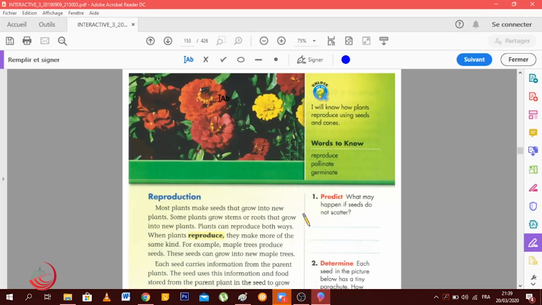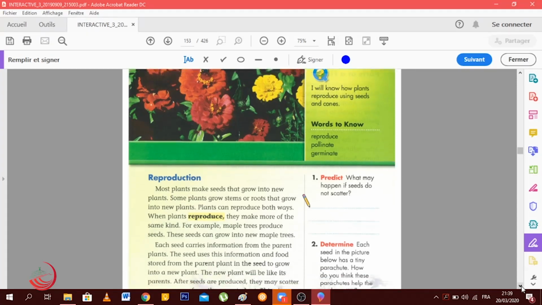So first we're gonna do a quick review of reproduction. We've already done this page, this lesson, so we're just gonna do a quick reminder to refresh your memories and to help the students who were absent, or the students who attended the lesson but were not paying attention. This is for all of us, just to refresh our memories.